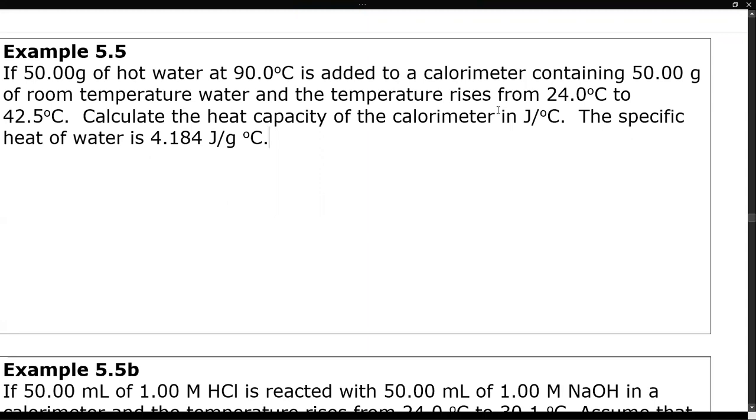This is what I was talking about, where the calorimeter cup is losing heat. Because if it hadn't lost any heat, it should be the average of the two starting temperatures, or 57 degrees Celsius, but we only made it up to 42.5, so it is definitely losing some heat.